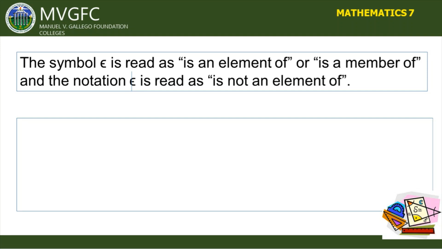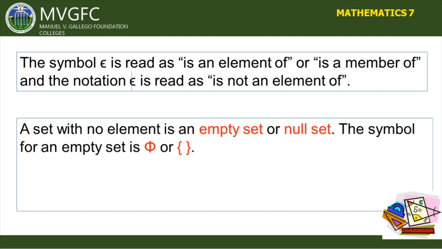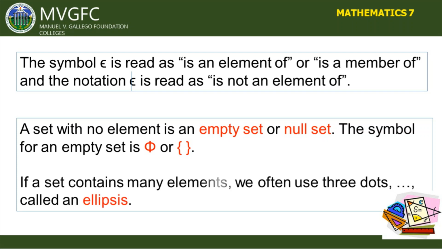In symbol, it is this. You can actually see it. You have the 2. Then the symbol for element is the ∈. And since this is a set A, we use the capital letter A. So once again, the symbol ∈ is read as "is an element of," or "is a member of." And the notation ∉, when there's a slash, is read as "not an element of."